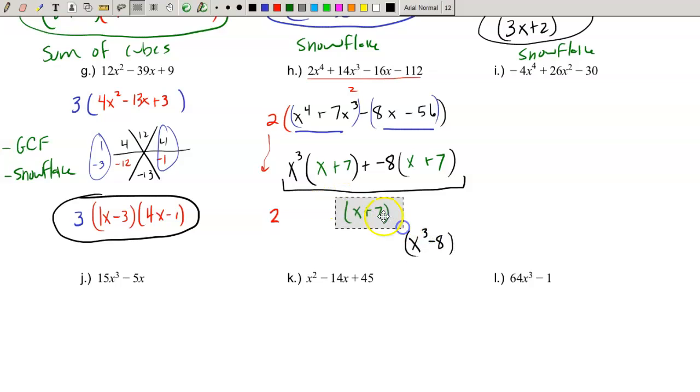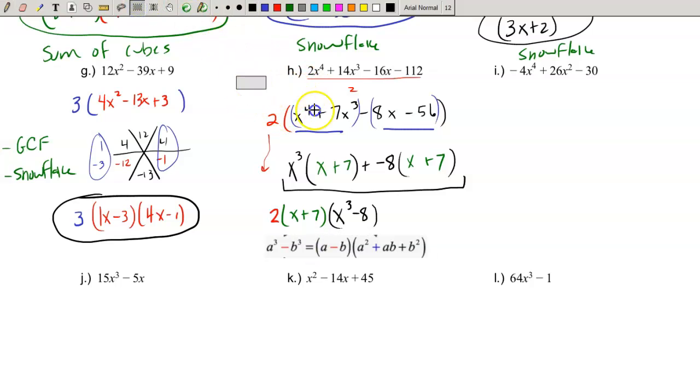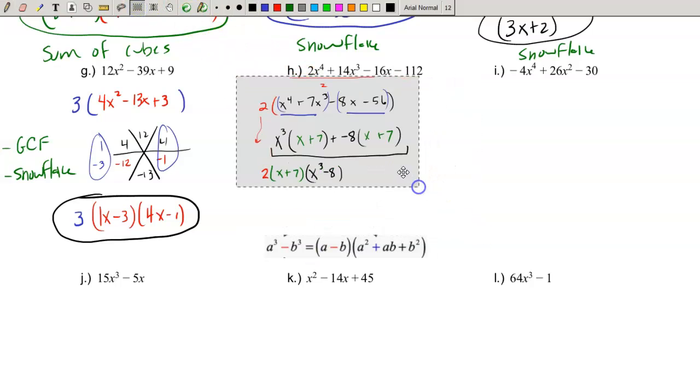Now, just to make it a little easier to see, I'm going to put this over here, and really I have to figure out how to factor the difference of cubes. Where I have the 2 and x plus 7, that's not going to change anything. So difference of cubes, what is that pattern? The pattern for the difference of cubes is right here. Oh, that's not the right one. I need the difference of cubes. There it is. So here's what the difference of cubes pattern looks like. And I'm running out of real estate here, so I'm going to make this a little smaller.